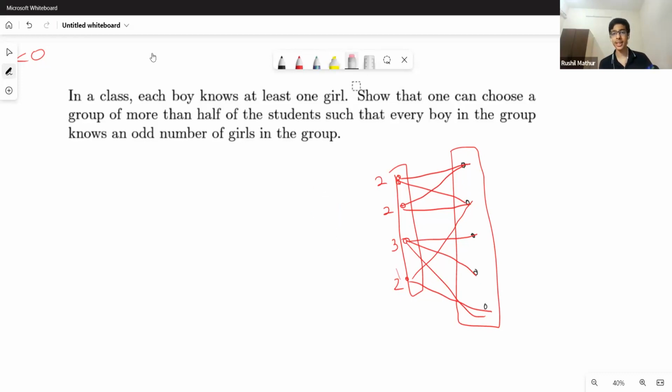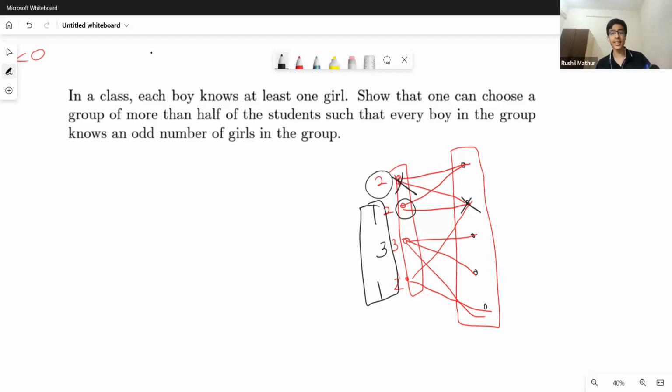So the question asks you to, this thing is called the degree of the vertex. Again, it doesn't really matter if you don't know this. It's basically saying the boy knows two girls, so the degree of the boy is two. Similarly for all of these. And from your graph or class, you want to delete some of the people. So, for example, I delete this boy and this girl. Now this boy knows one girl because this girl is gone. This boy is gone, so we don't care. This boy still knows three girls, and this boy also knows one. So now all boys know an odd number of girls, and we're happy.